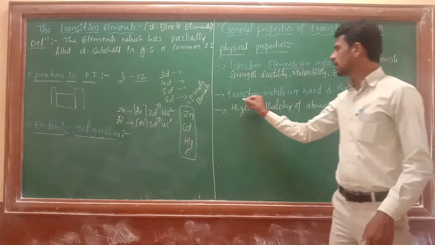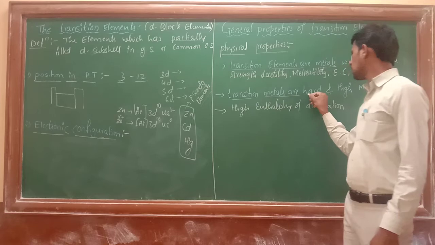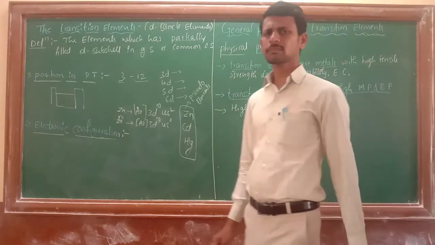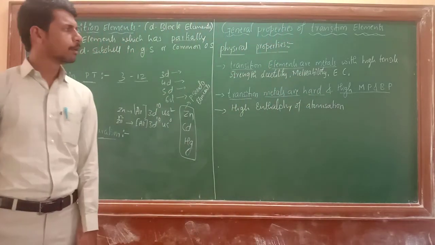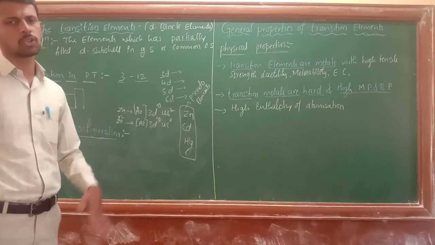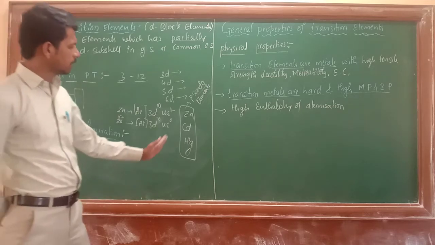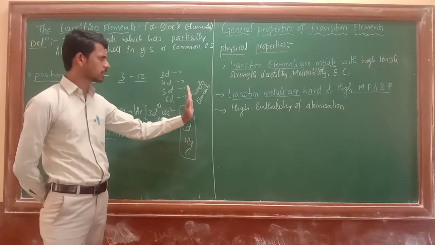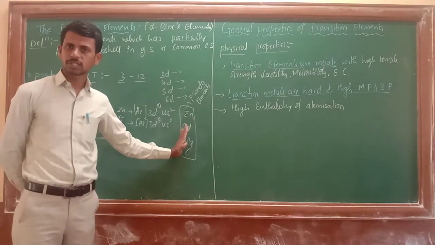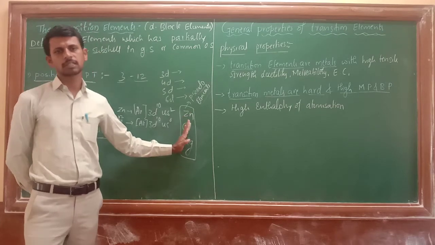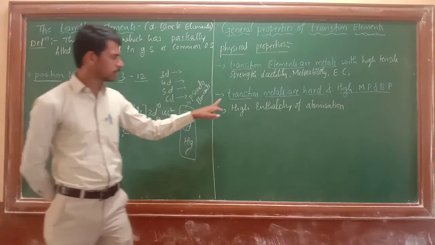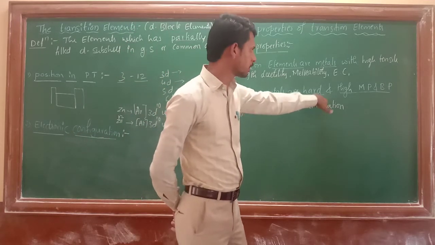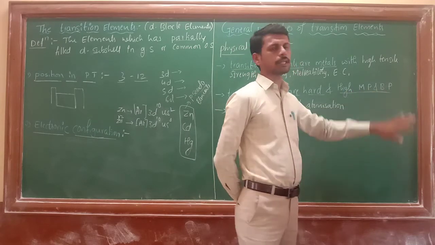Then the next one: the transition metals are hard and have a high melting point and boiling point. If you take transition metals, they are hard in nature, but these elements are soft. This is the exceptional case, because these elements do not belong to the transition elements, but we are studying their chemistry in the d block elements. Otherwise, the transition metals are hard in nature and have a high melting point and boiling point.